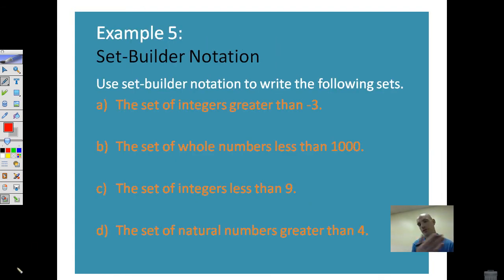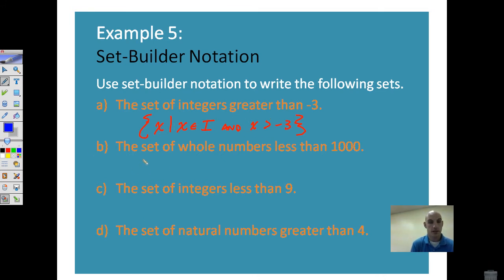Set builder notation. I'll do the first two, you can try the second two. For A, the set of integers greater than -3. Well, we need to have a substantial knowledge of those letters that are associated with the different sets. So integers are I. So x such that x is an element of I, and x is greater than -3. That's the set.